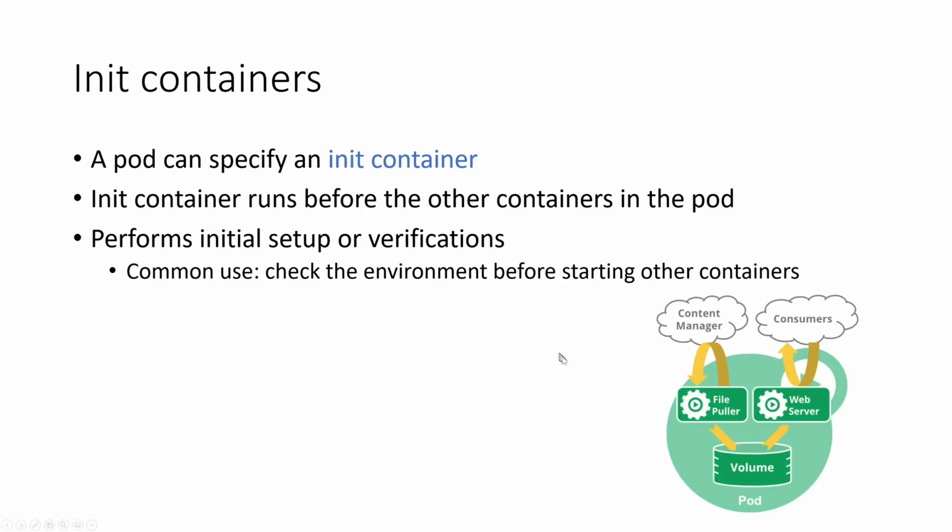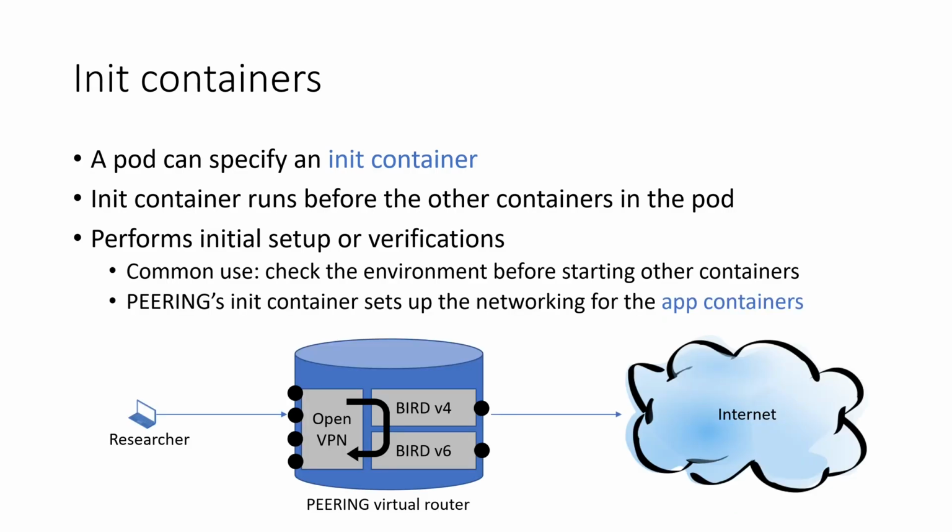Let's go through an example. So here, going back to the pod example from the Kubernetes documentation where we have a web server serving images to customers, we can have an init container to get an initial set of images to pre-populate the volume. So when the web server starts, we already have some content in the volume and can start serving users immediately. And then the content in the volume will be updated over time when the file puller gets additional content from the content manager.